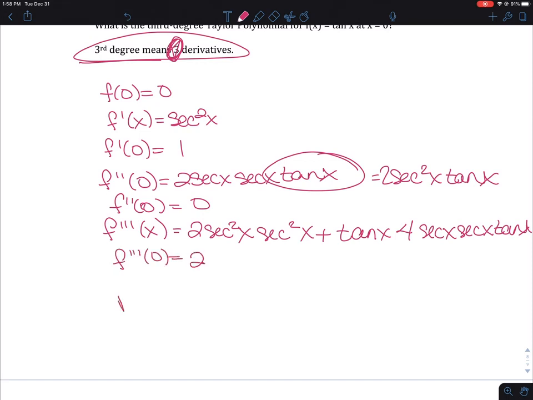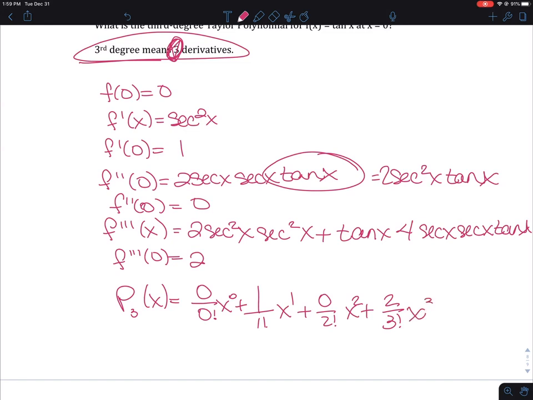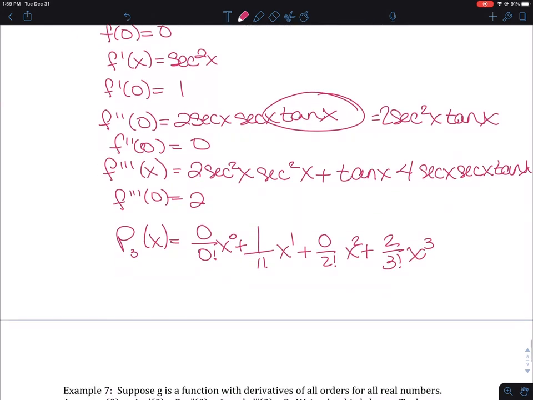So my polynomial, denoted as P sub 3 of x, is 0 over 0 factorial x to the 0 power plus 1 over 1 factorial x to the first power plus 0 over 2 factorial x to the second power plus 2 over 3 factorial x cubed. So I get my P3 of x to be x plus 1/3 x cubed.